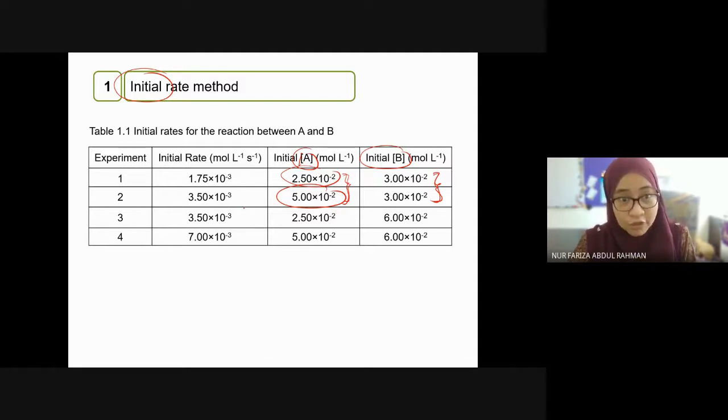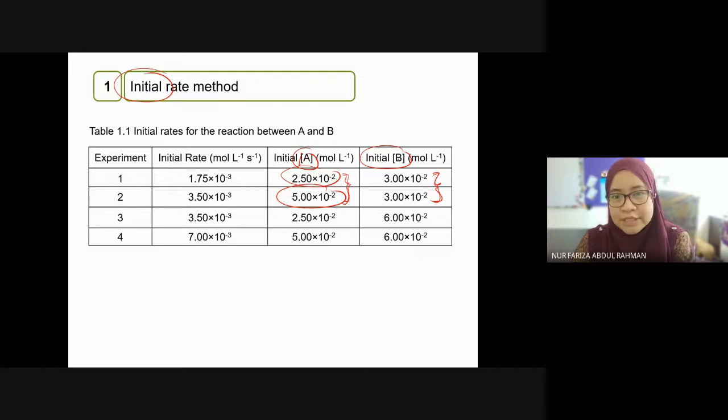Kalau order dia 2, rate tu quadruple, lagi tinggi. Ni order berapa ni, guys? 1. Okay, ni order dia 1. Tapi provided you janganlah usik yang ni, you keep constant lah. You fix the concentration. Okay, alright. So same goes to when you try to solve for B.